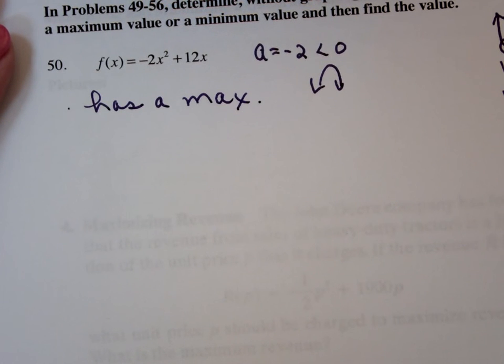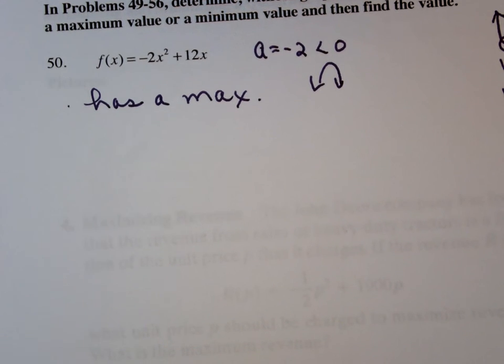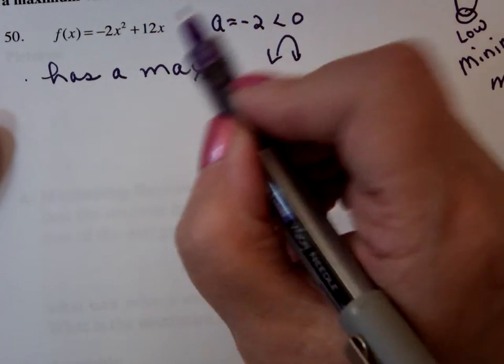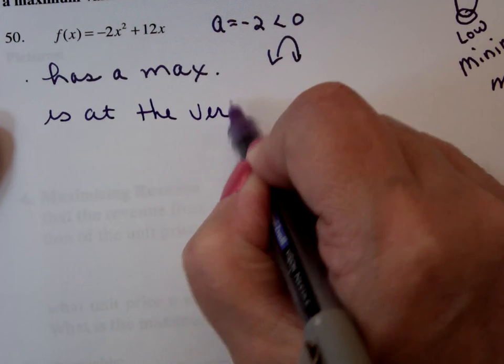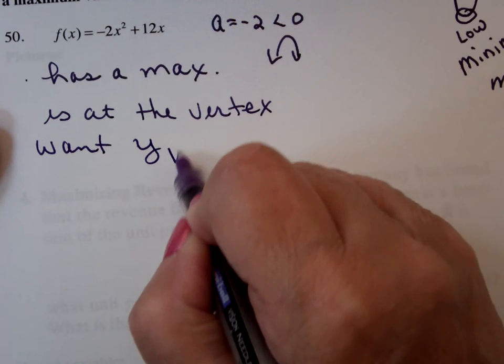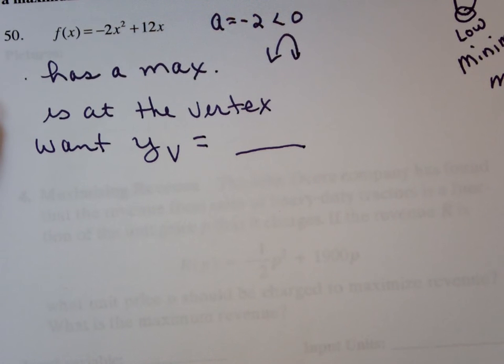Okay, so we've determined whether it has a maximum value, that's the y value, or a minimum value. It says find the value. It doesn't say find the coordinate point, because the coordinate point is the vertex. They said find the value, which means they're looking for the y value. So we know that the maximum or minimum is at the vertex, and we want the y coordinate of the vertex. That's going to be your maximum value.